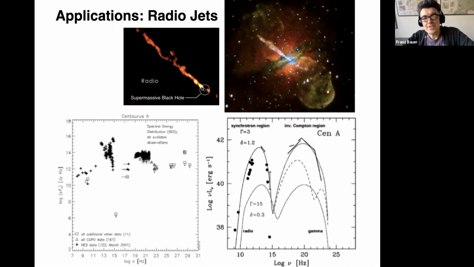And then you can try and do that for individual clumps. In the radio, you can resolve them. In gamma rays, you can't. And so you have to assume that all the radiation is coming from this particular clump and not this one or this one or this one. And so it's super tricky to really decouple all that information. But people are trying.